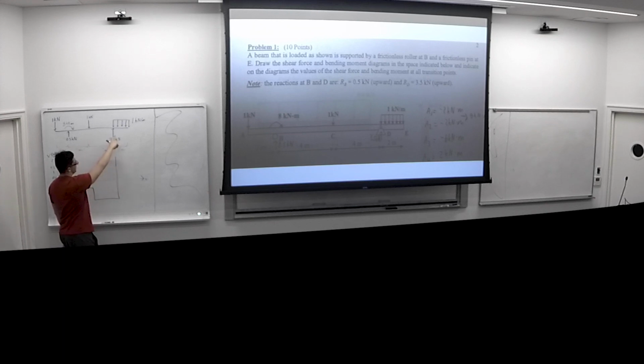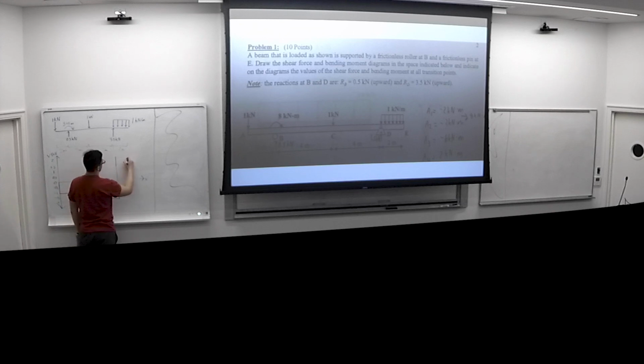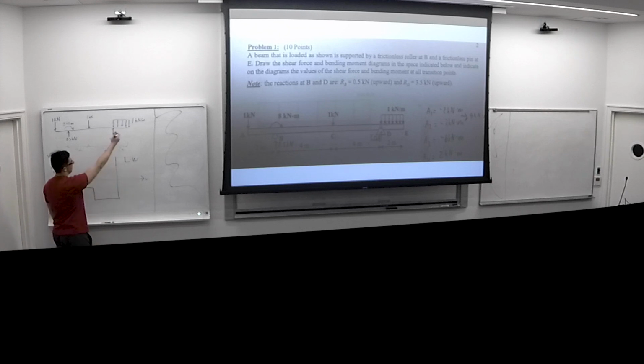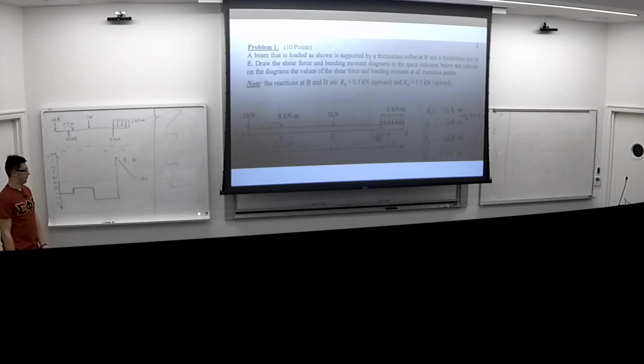For a normal distributed load, it's always going to be equal to the length that it's acting across times this value. I think it was called W. So the total change is going to be the 2 meters times the 1 kilonewton per meter, and it's acting down, so -2. So by the time it gets to the end of the 2 meter mark, it's -2 in a straight line.